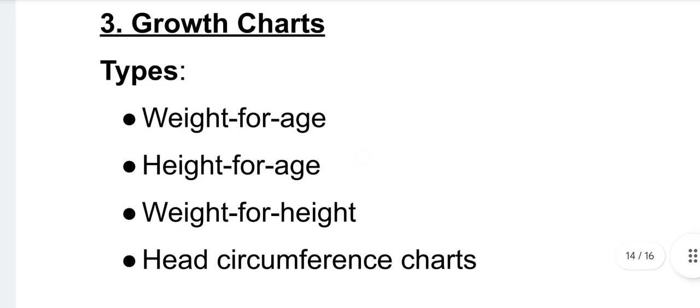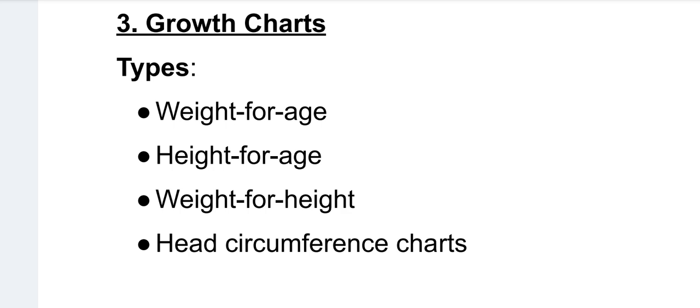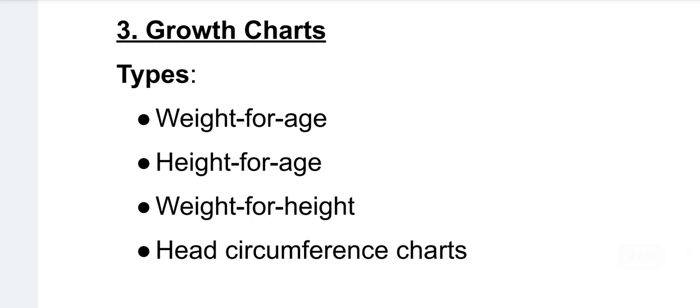And then 3, we have growth charts. With growth charts, we have weight for age, height for age, weight for height, and head circumference charts. The weight should be appropriate for the age of the child. The height should be appropriate for the age of the child. The weight should be appropriate for the height of the child. And for head circumference, the growth should be steady, not too much and not too little, because it can cause some problems.